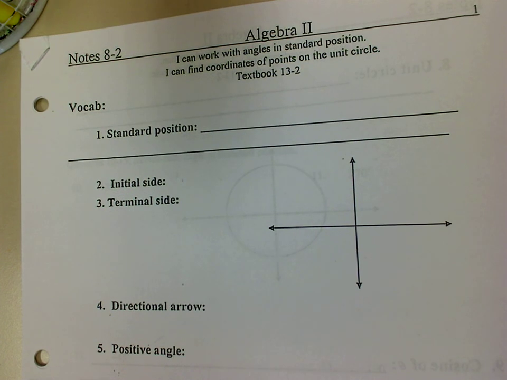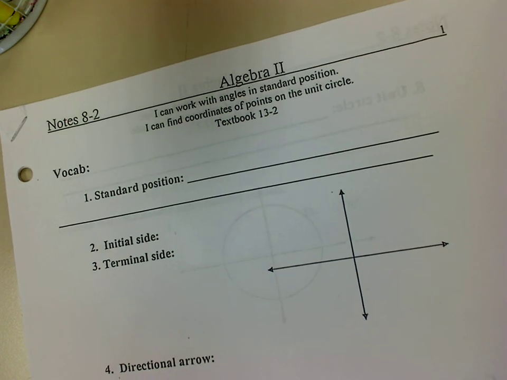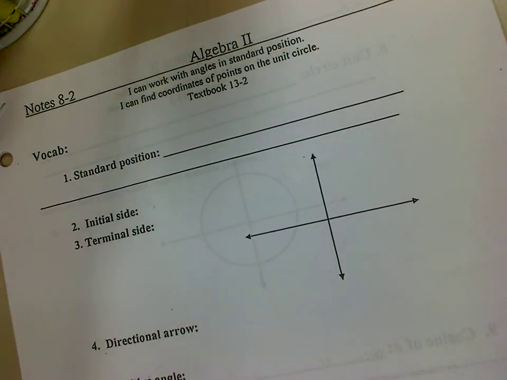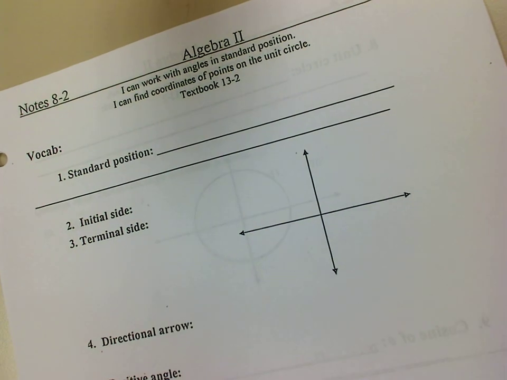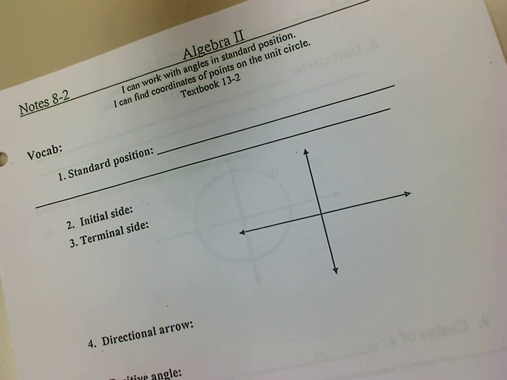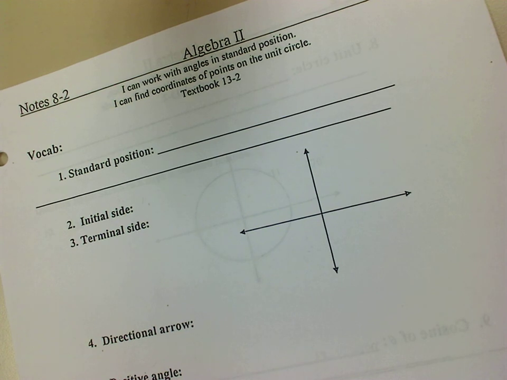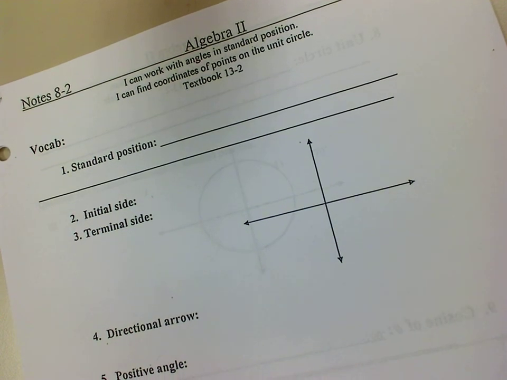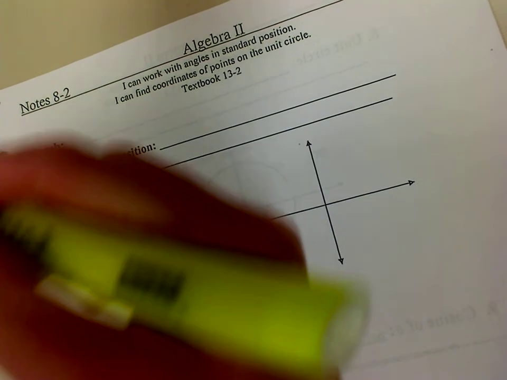Okay, so 8.2, we're going to start getting into labeling the unit circle, and that is the majority of what pre-calculus is going to be over, is learning this unit circle. So standard position, I'm not really going to put a definition, I'm going to draw a picture instead.